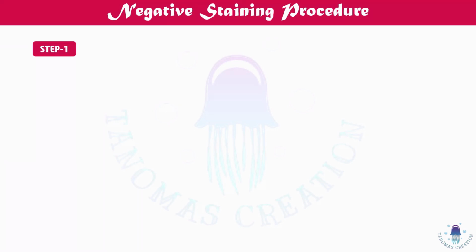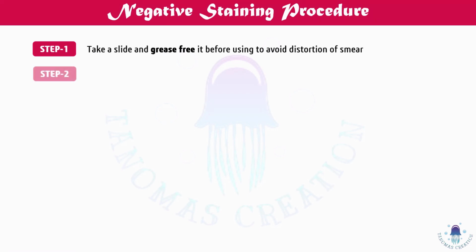In step 1, we take the slide and make it grease free using alcohol, just to avoid distortion of the smear. This step is very important to avoid the distortion of the smear, meaning the smear should not get distorted when we make it. That's why this step is very important.